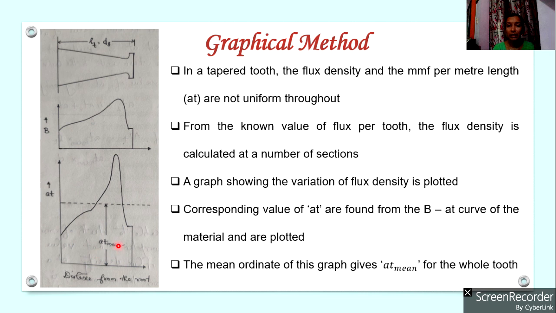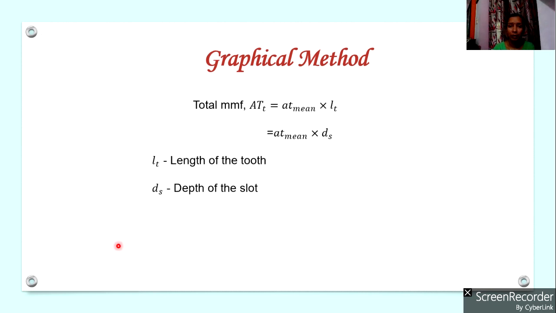So this is small letter at, mmf per unit length, and we have to calculate the total mmf, and that total mmf AT total will be equal to the mean value of mmf per unit length into total length of the tooth, that is LT. LT is the length of the tooth, or length of tooth is similar to the depth of the slot, so it is equal to AT mean into depth of the slot. So this is how we are calculating the mmf of a tooth using graphical method.